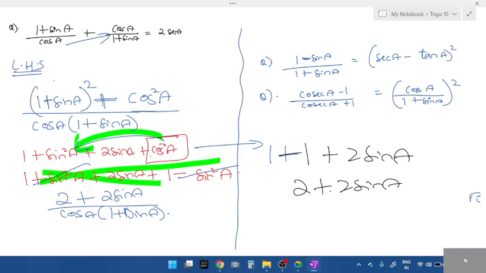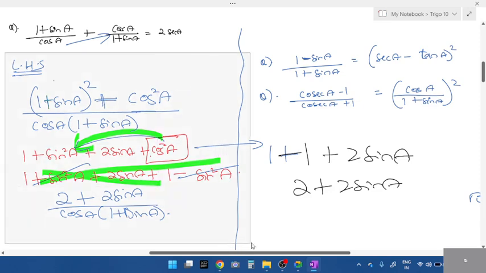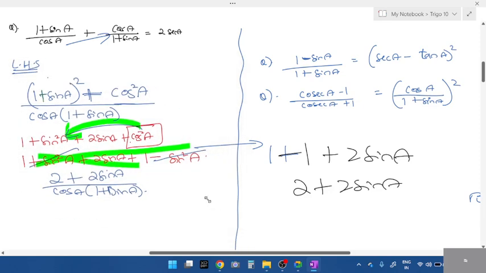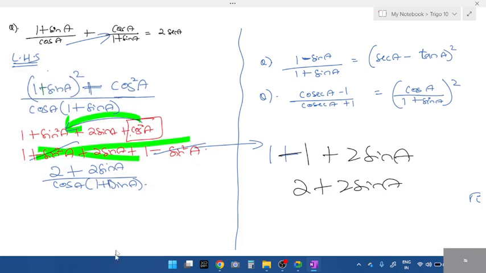Then how do you solve the denominator? Which one do I have to cancel so that cos remains as it is? 1 plus sin A should get cancelled, right? In the numerator, how will you get 1 plus sin A? What is common in the numerator? It is common in the numerator. Very good. 2 is common. What do you get? 1 plus?